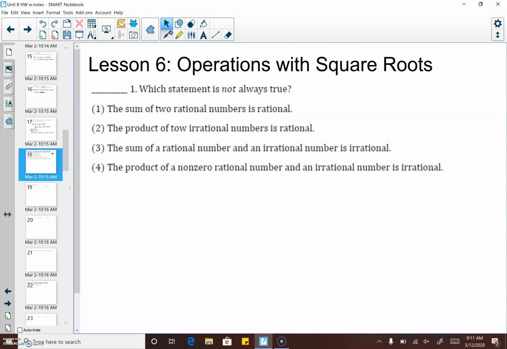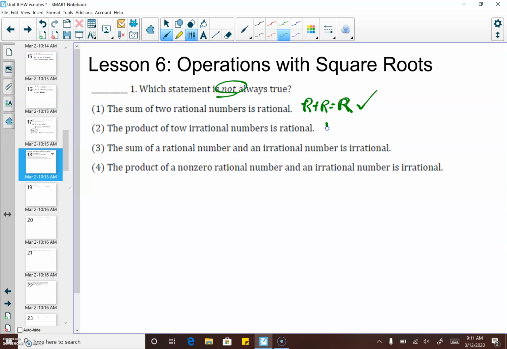For lesson 6 homework, we're going to start to talk about some of our operations with square roots. So the first question is, which statement is not always true? The sum of two rational numbers is rational. Well, that's r plus r equals r. And we talked about in the past 2 days that anytime you got two r's, your answer is automatically r.